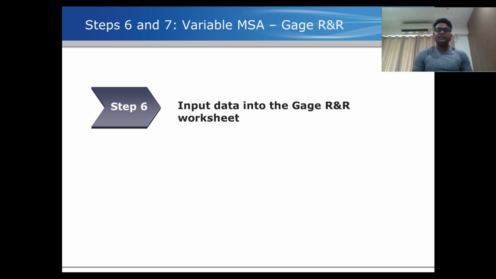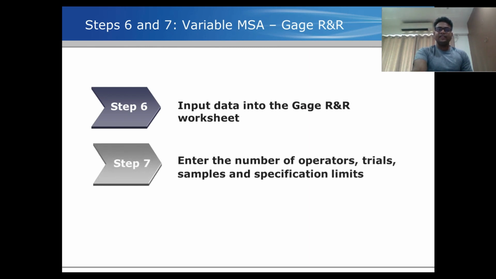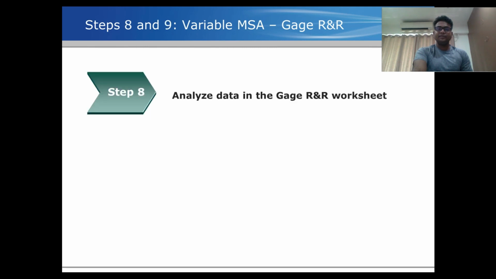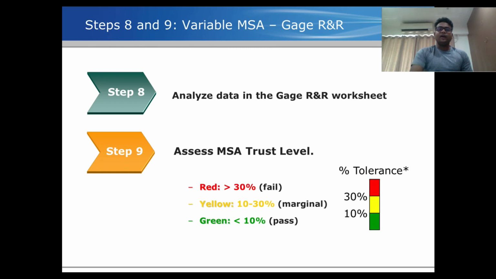Step 6, input data into the gauge R and R worksheet. So in the next slide we will see how to make the worksheet in Excel. Enter the number of operators, trials, samples and a specification limit. Analyze data in the gauge R and R worksheet. So the next step is assessing.